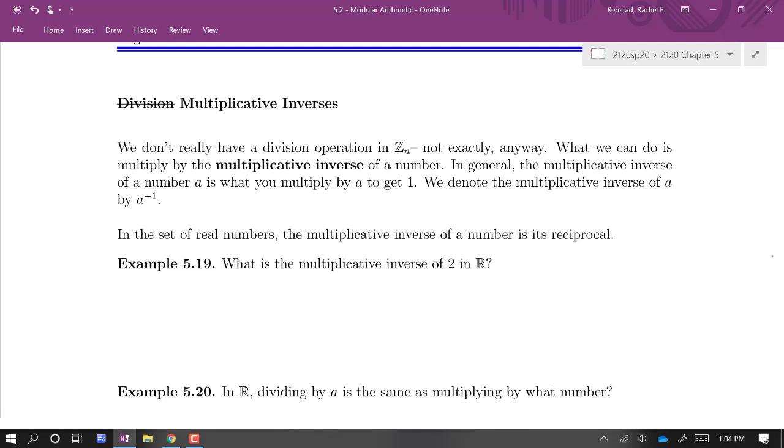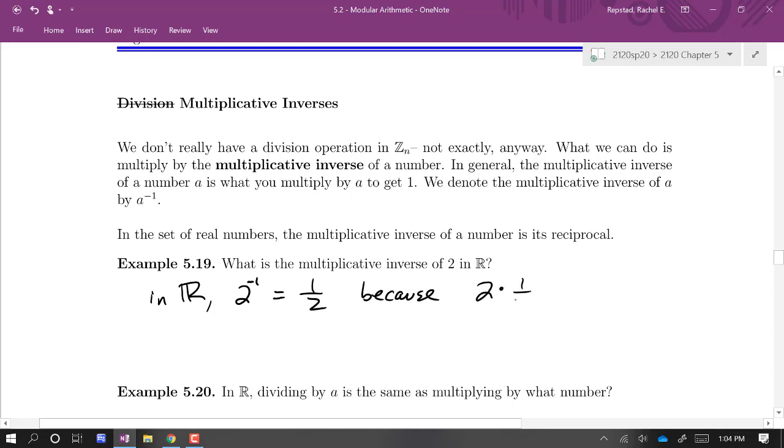So when you took pre-calculus or your algebra course or whatever, what is the multiplicative inverse of 2 in the real numbers? So in R, in the real numbers, the multiplicative inverse of 2, which is 2 to the negative 1, is 1/2. And that is because if I take 2 and I multiply it by 1/2, I get 1. This is the idea of a multiplicative inverse. The multiplicative inverse of, in this case, 2, is whatever I multiply by 2 to get 1. Right? 1 is the multiplicative identity.